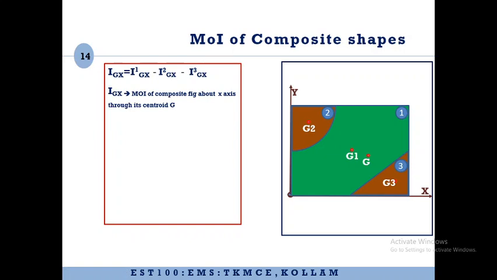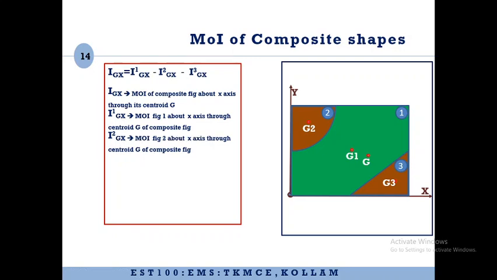Again, let us try to see what these notations mean. We have already seen this. IGx means there is no superscript, therefore it represents the composite figure. So the moment of inertia of the composite figure about which axis? About the Gx axis. And what is the Gx axis? It is the x axis passing through the centroid of the composite figure. Next term that we have is IGx1. So there is a superscript, it represents the moment of inertia of figure 1 about which axis? About the Gx axis. And what is the Gx axis? The x axis passing through the centroid of the composite figure.